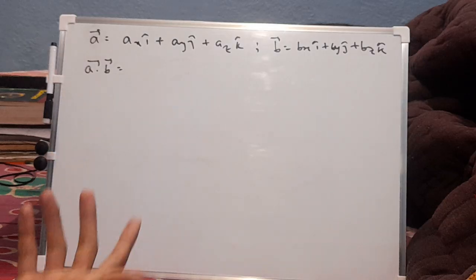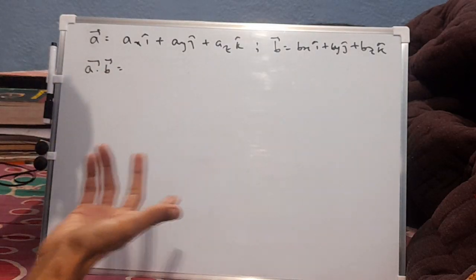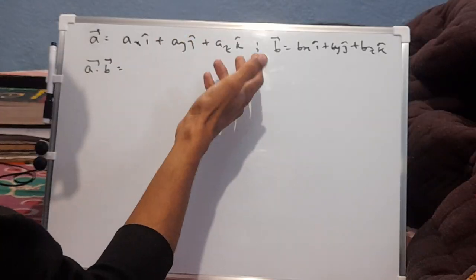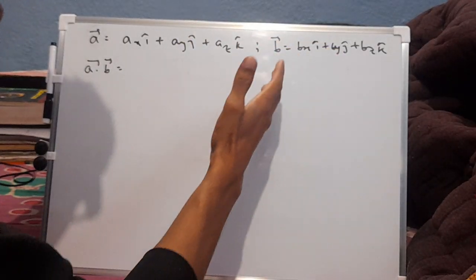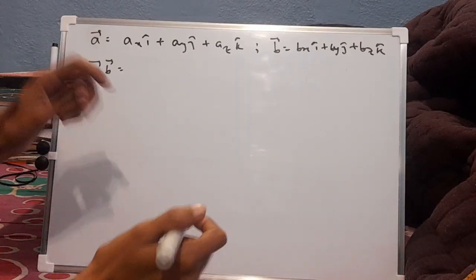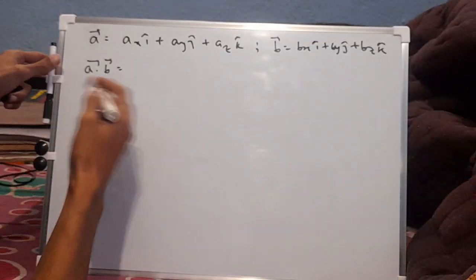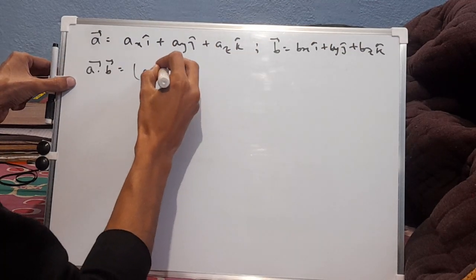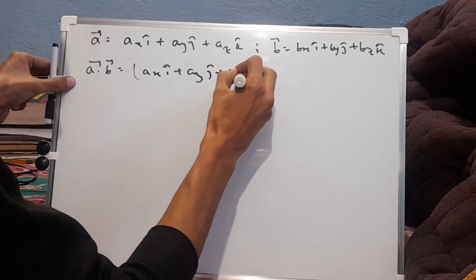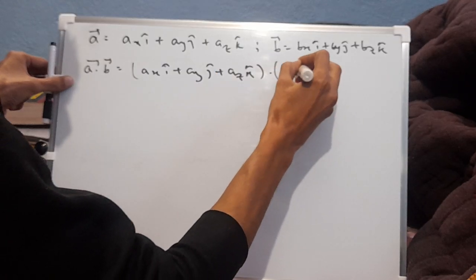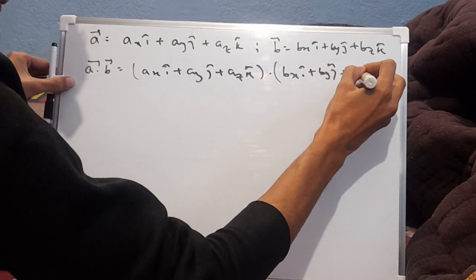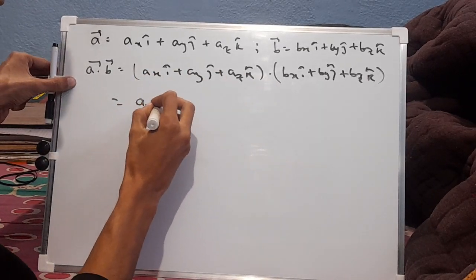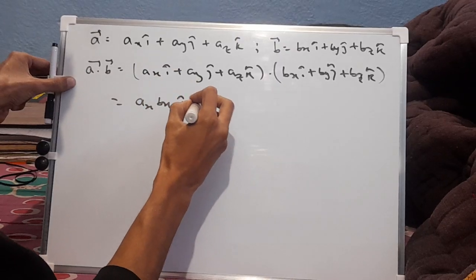Here is a very good example of a dot product or scalar product of two vectors where we have taken vector A and vector B, where A is given as ax i cap plus ay j cap plus az k cap, and vector B is given as bx i cap plus by j cap plus bz k cap. Let's find out A dot B. So it's like normal multiplication. You have to multiply these with these. Now ax with bx gives us ax bx, and then i cap dot i cap.